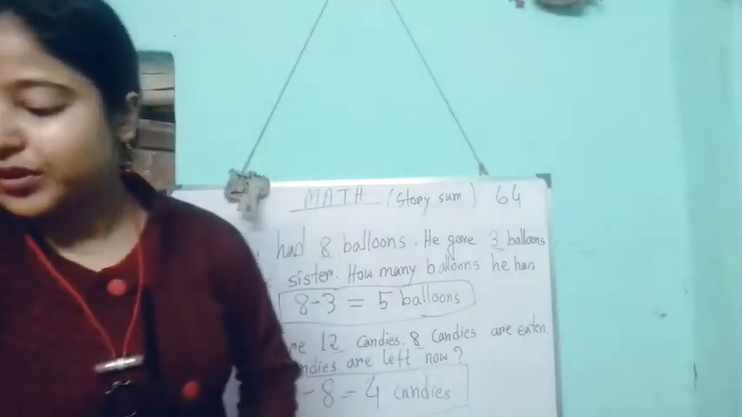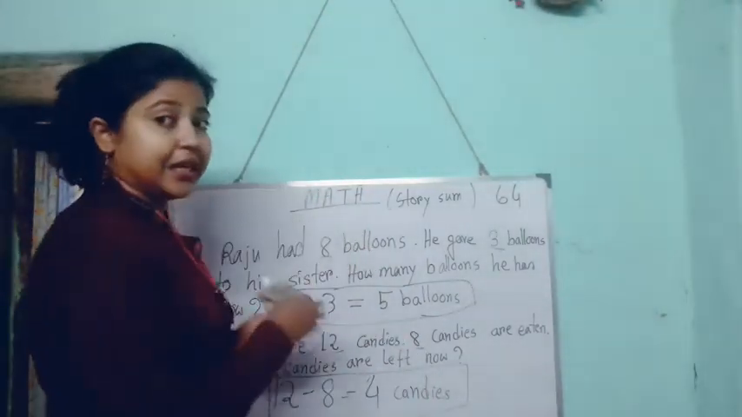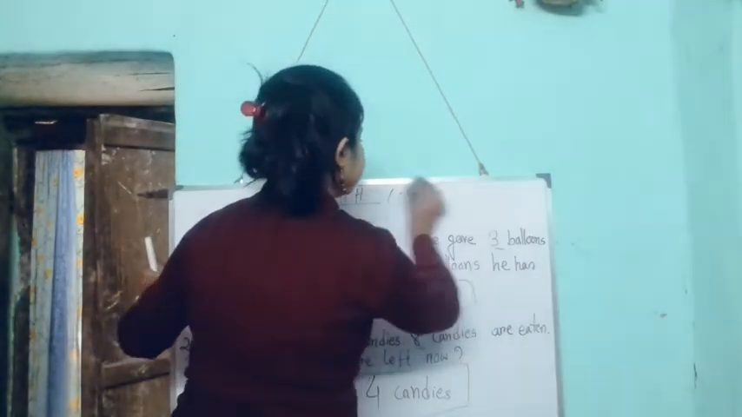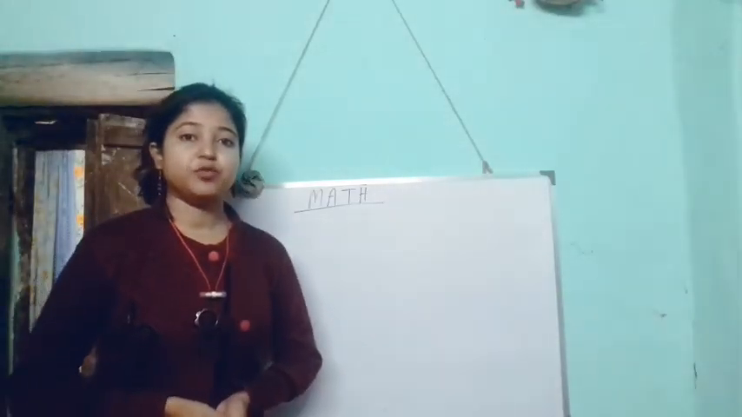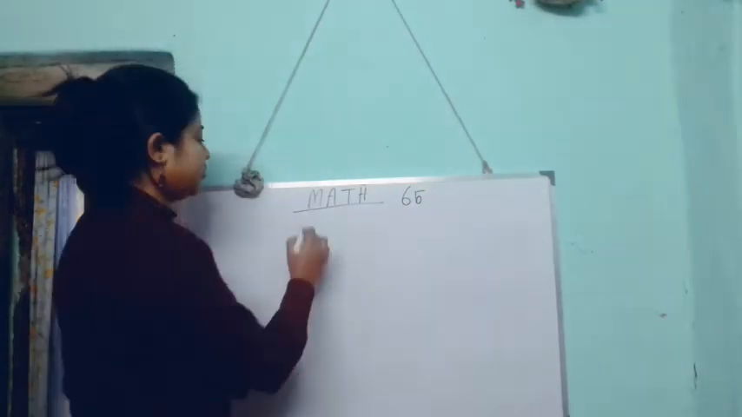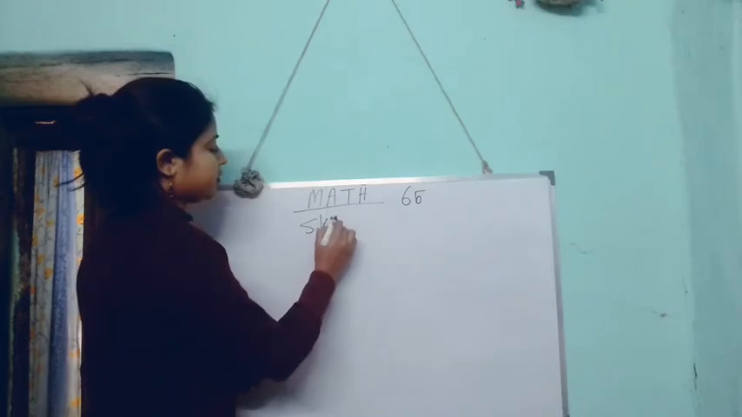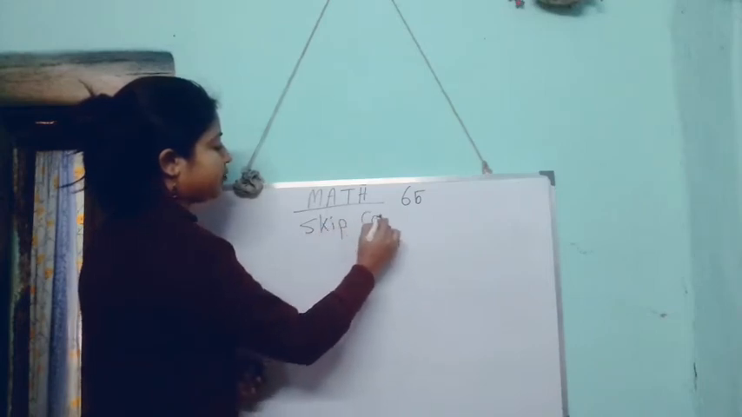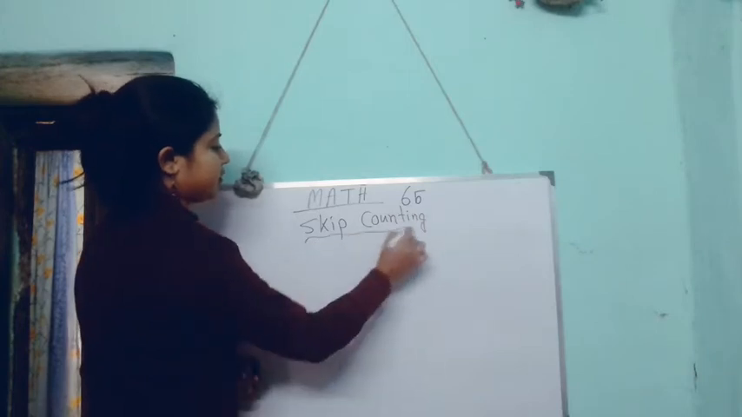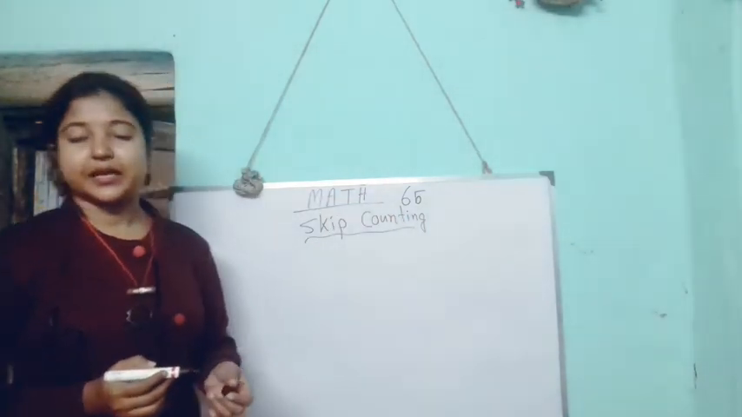Now in your book in page number 65 there is skip counting.